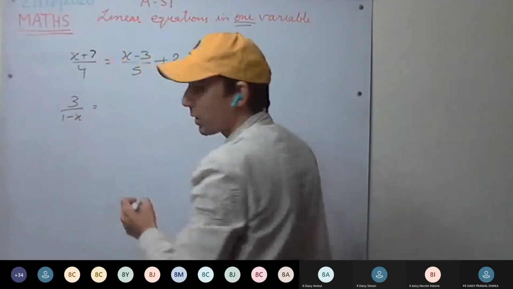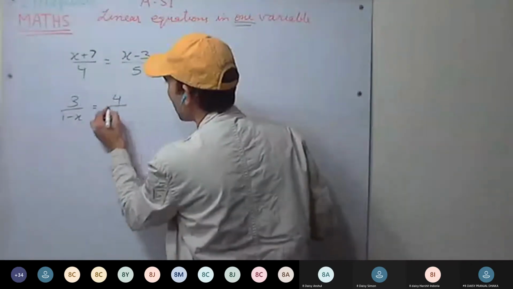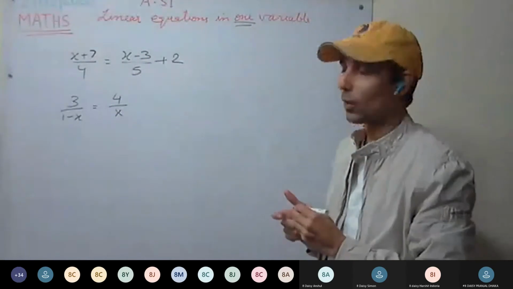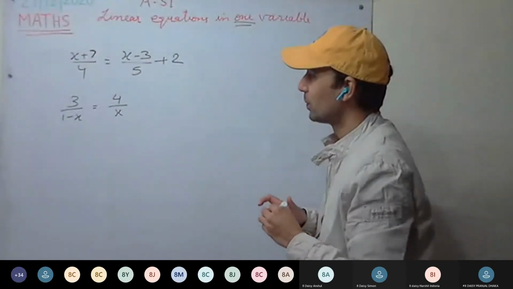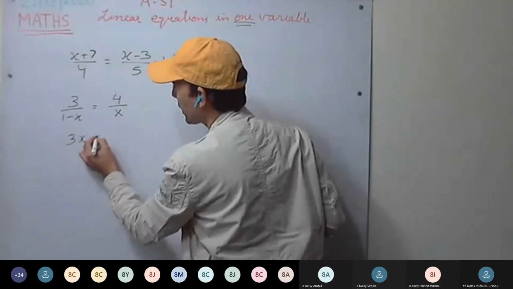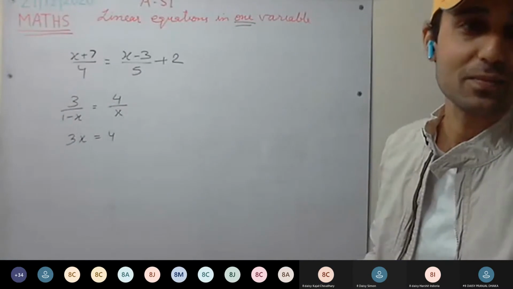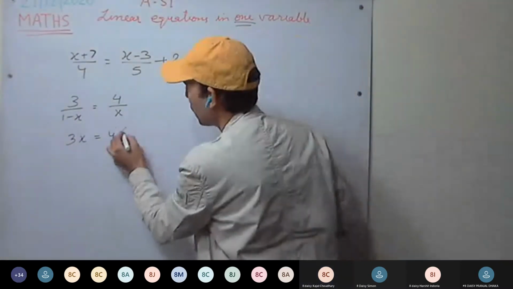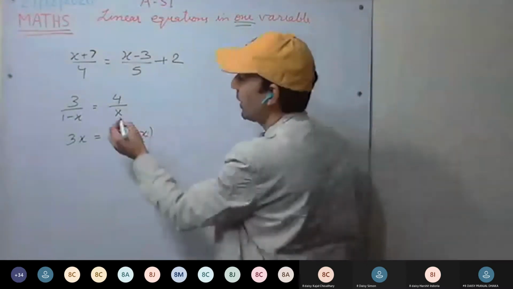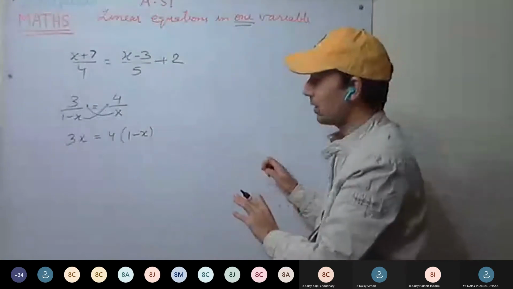1 minus x equal to 4 upon x. Okay, this is very easy. Which method can we go for? Cross multiplication. So 3x, and 4 into 1 minus x. This is clear. We cross multiply x with this one, and 1 minus x with this one. This is understood.